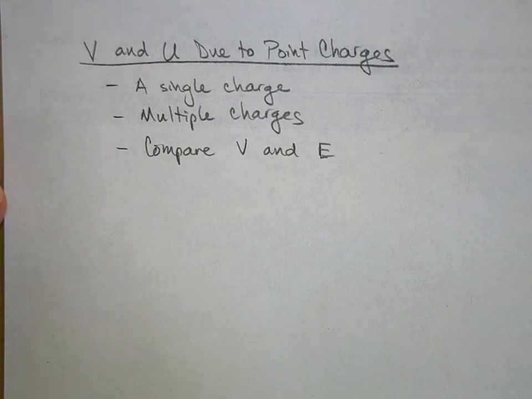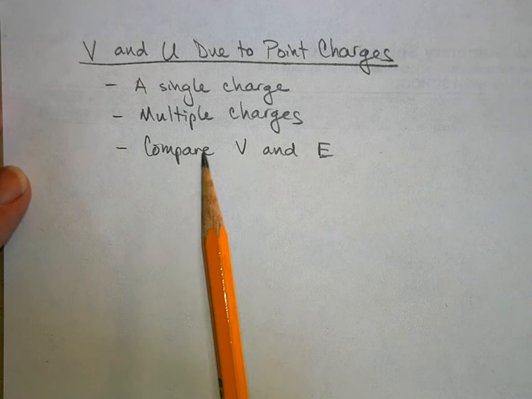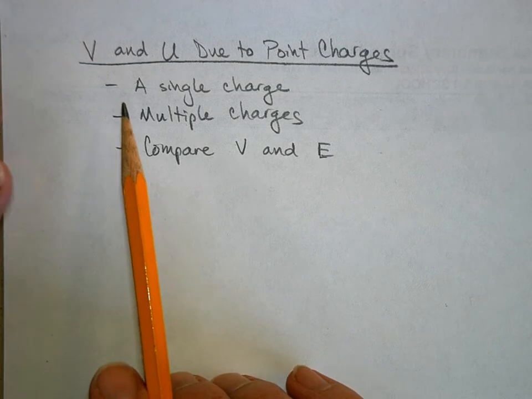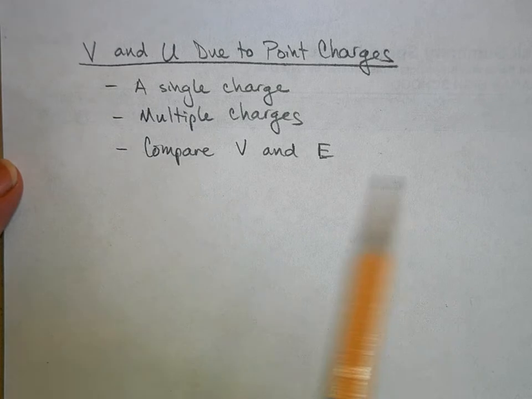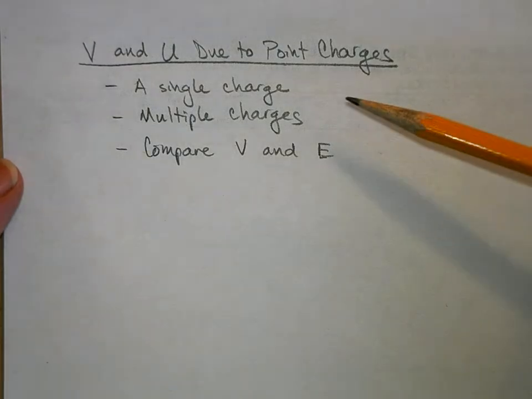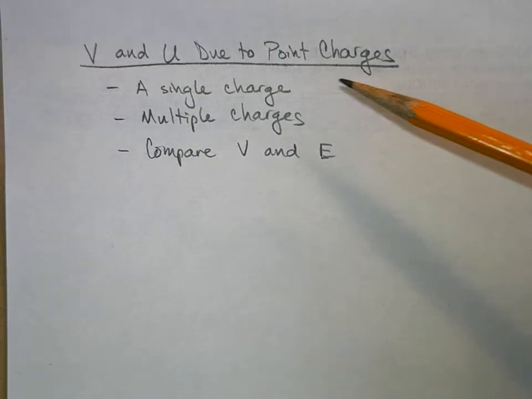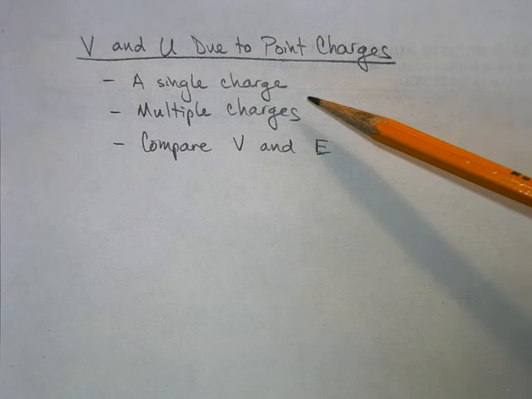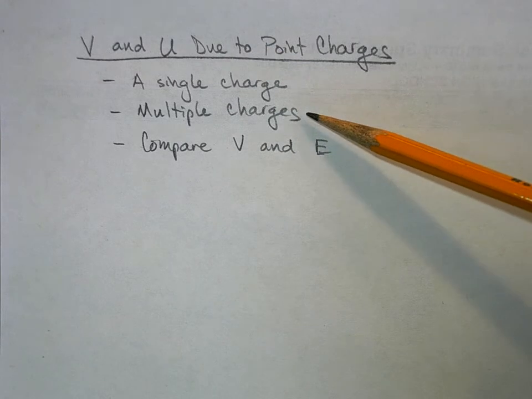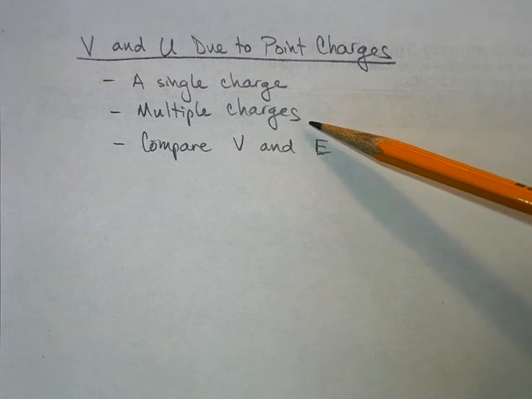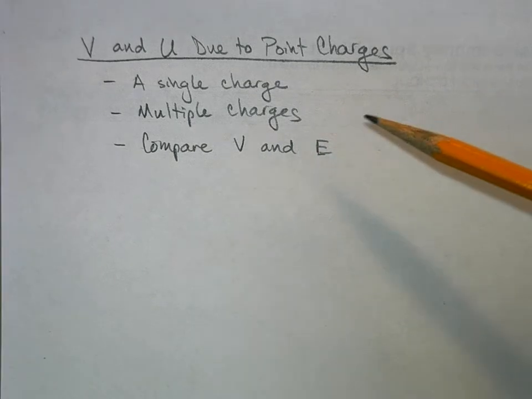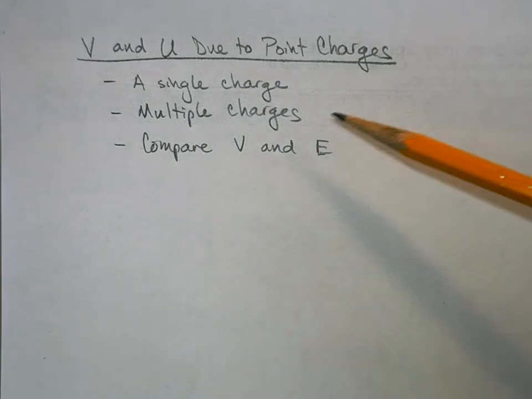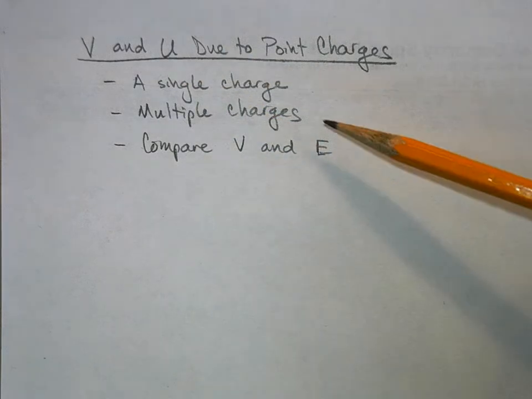We're going to review what we talked about last time a little bit, and that is the voltage or the electric potential due to a point charge, which we already derived. But we'll rederive it, and then we'll talk about the voltage and the potential energy due to a single charge. And then we'll do the same thing for multiple charges. We have lots of different point charges out there. What happens to voltage and potential energy?